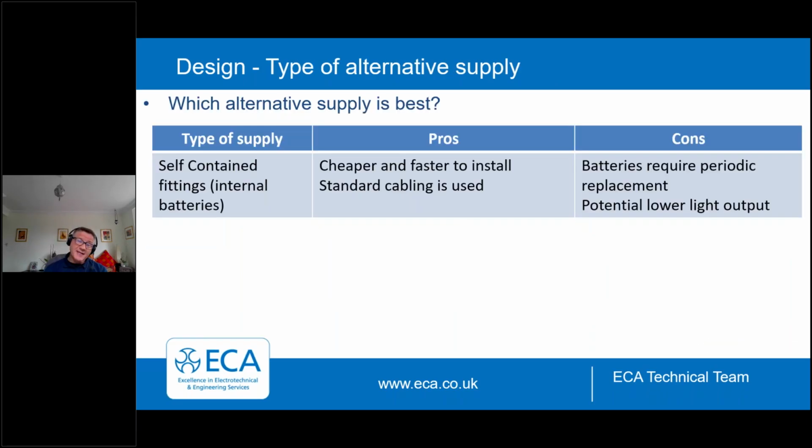So which are best? Well, again, it does depend on your requirements, the use, the function, and potentially the budget. For instance, if you have a self-contained fit-in with internal batteries, these are generally faster and cheaper to install, and we can use our standard cabling. No additional cabling needed, no fire-resistant cabling needed. But we may need to consider the batteries require periodic replacement, and generally speaking, they don't have the same sort of output capability of larger systems.